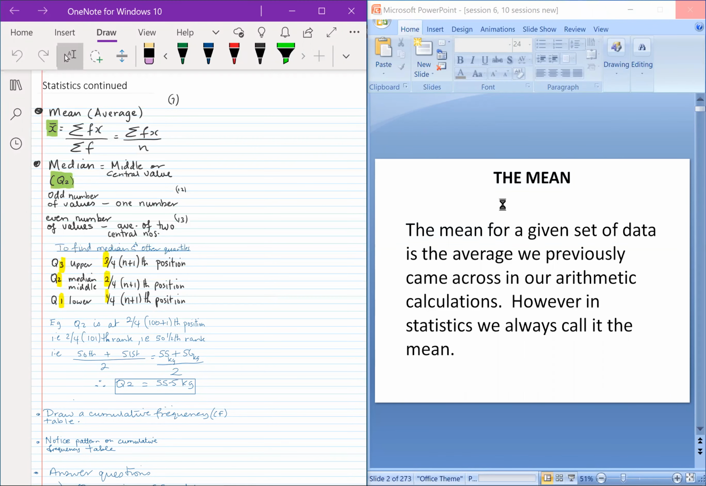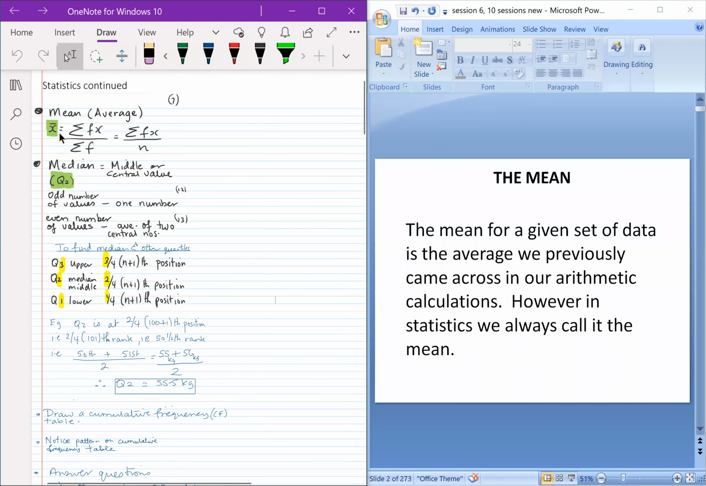So according to this definition here, the mean for a given set of data is the average we had met when we did basic arithmetic, right? So mean and average more or less are the same things, all right? But at this level, we normally call it the mean, right? And if you look on the left-hand side here, the mean or average is written as X bar. That's this X with the little bar on the top.